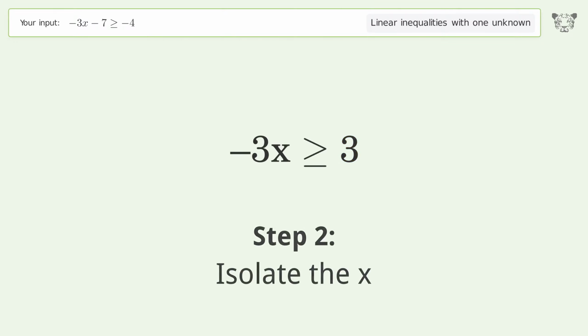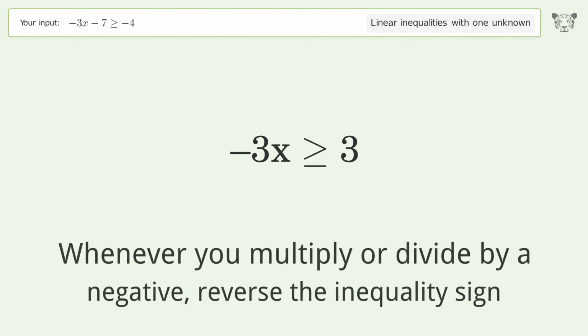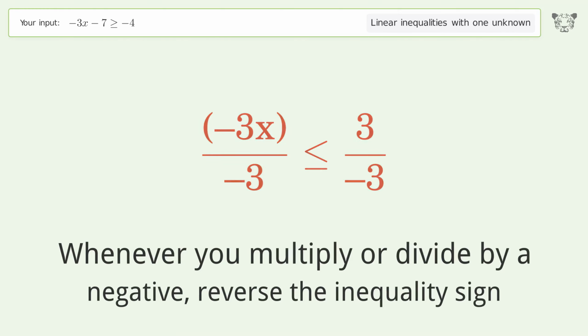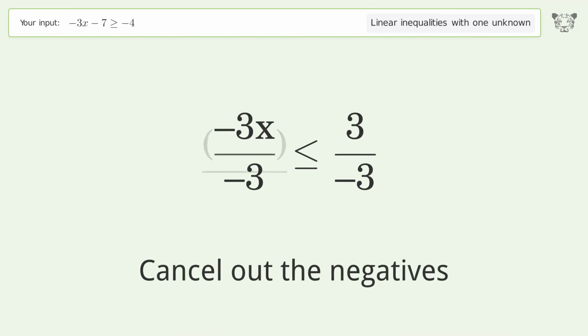Isolate the x. Divide both sides by -3. Whenever you multiply or divide by a negative, reverse the inequality sign. Cancel out the negatives.